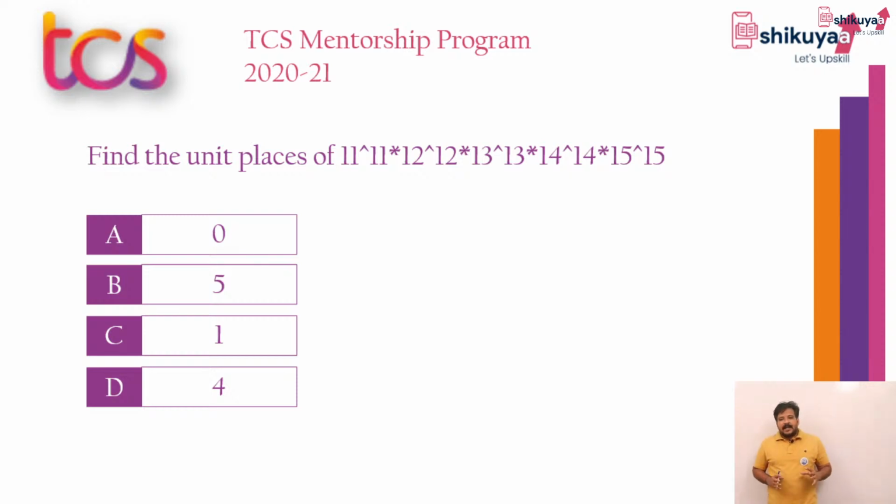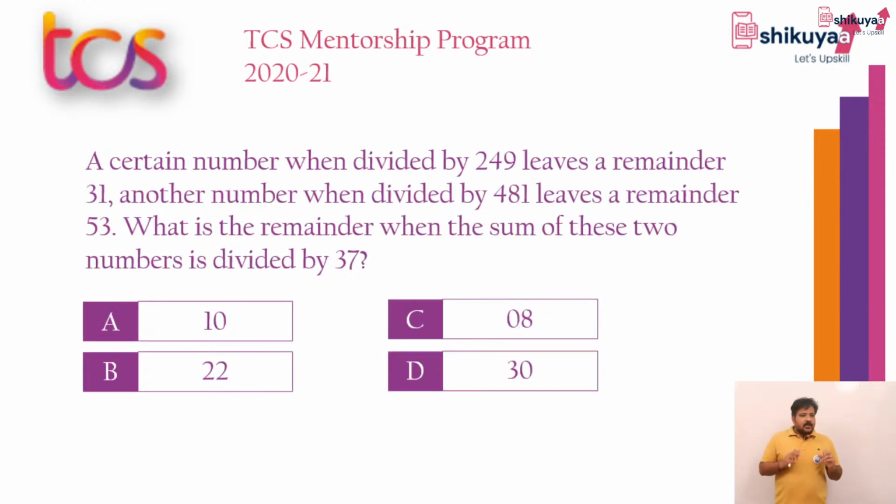I would like to take it on the next slide where you will find one more type of problem. So look at the problem. A certain number when divided by 249 leaves a remainder 31. Another number when divided by 481 leaves a remainder 53. What is the remainder when the sum of these two numbers is divided by 37? Right? So look at the problem. It seems to be very complicated.